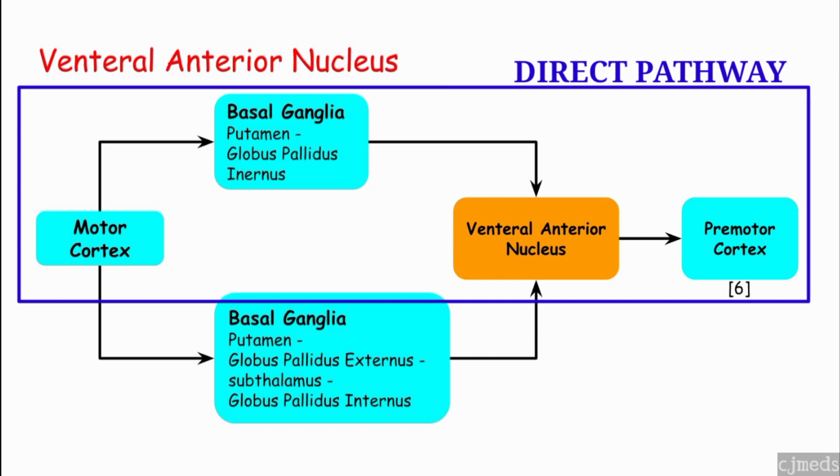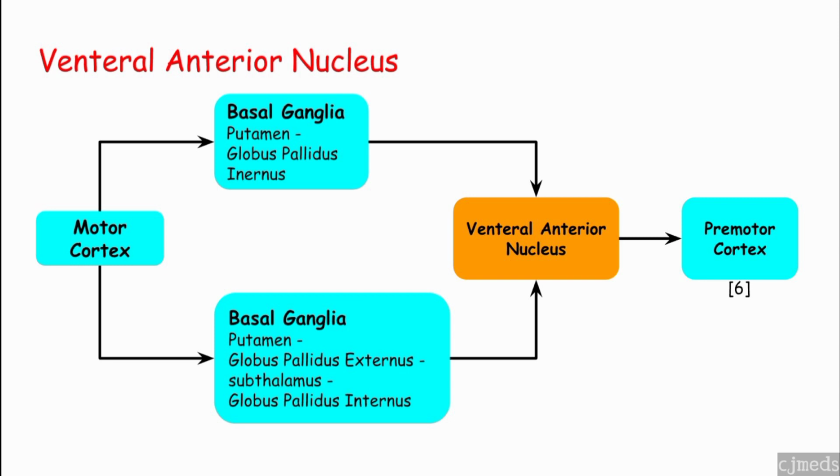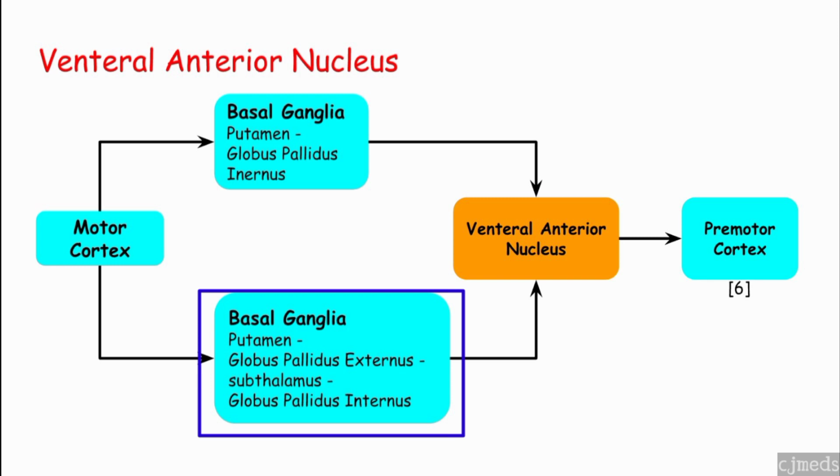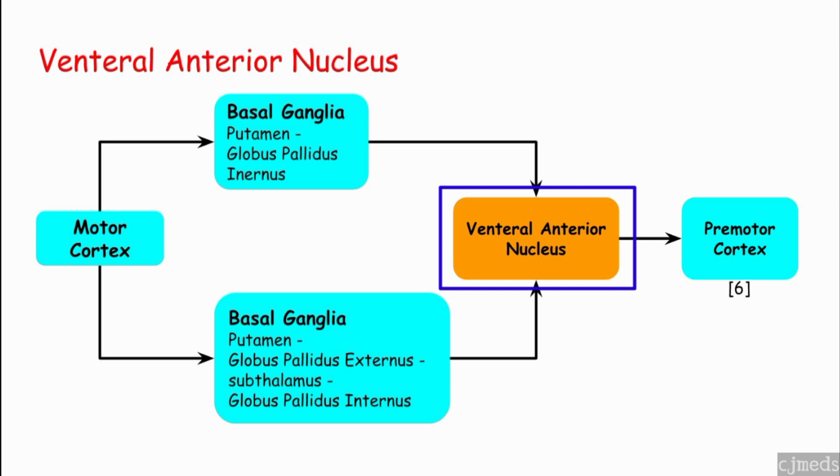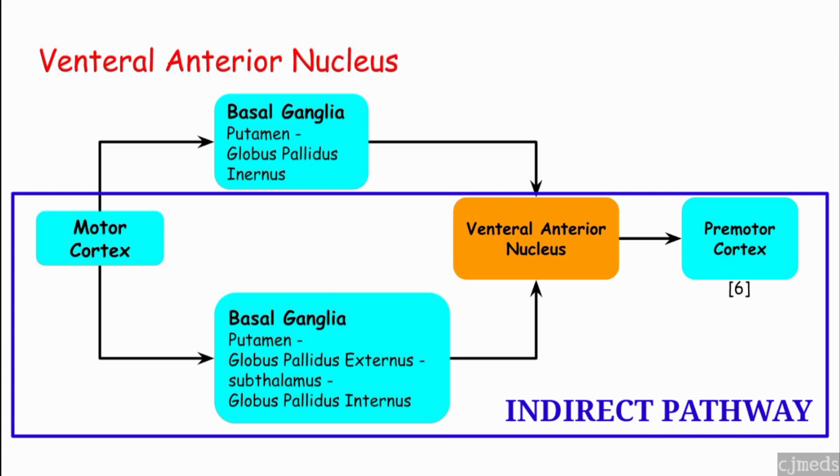This pathway we discussed now is called the direct pathway, which is designed to amplify the motor movements. Another thing that can happen is the motor plan from the cortex comes to the basal ganglia and synapses on the putamen. That can go to globus pallidus externus. From globus pallidus externus, it can go to the subthalamus. From subthalamus, it can go to the globus pallidus internus. And from there, it goes to the ventral anterior nucleus of thalamus and back up to the cerebral cortex. This pathway is called the indirect pathway, which is designed to slow down the already planned motor movement.